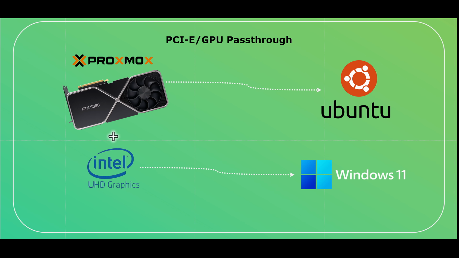In this video we are going to see how to pass through a GPU to a Proxmox VM. But what is GPU pass-through? GPU pass-through is the process of getting the GPU present on the host system to the virtual machine as if it was physically present in the virtual machine. We can use the GPU or any other PCIe device in any VM we want.